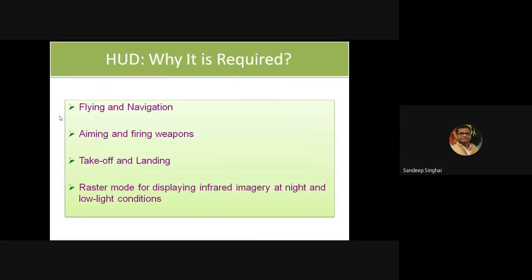Now, why is the HUD required? It is needed wherever the pilot has a higher workload. In the case of a fighter, he has a higher workload in flying and navigation, aiming and firing weapons, and takeoff and landing. Then you have something called raster mode. Raster mode is basically for night flight, and it uses the output from an infrared camera installed at the front of the aircraft to display thermal images onto the HUD screen.